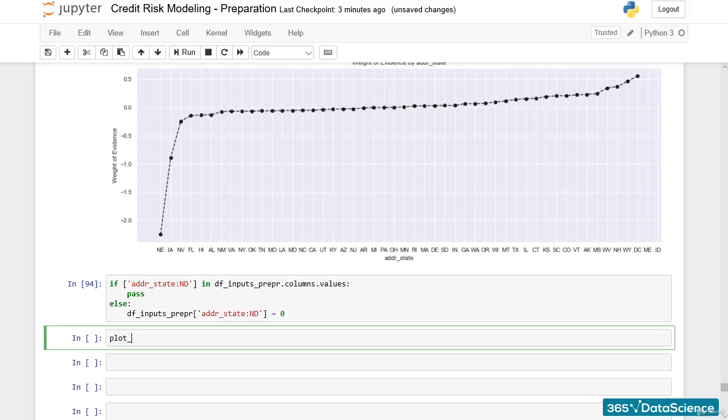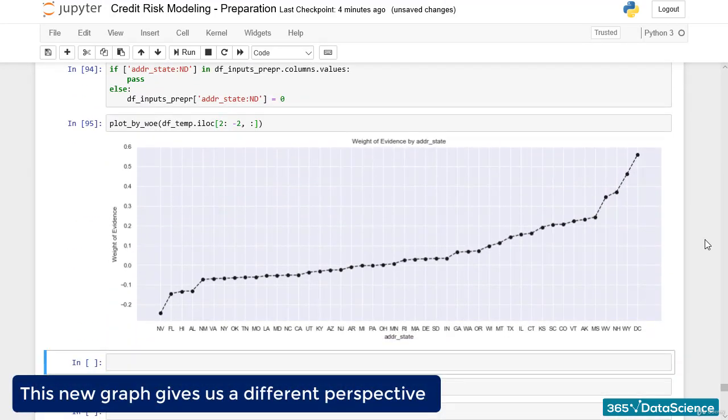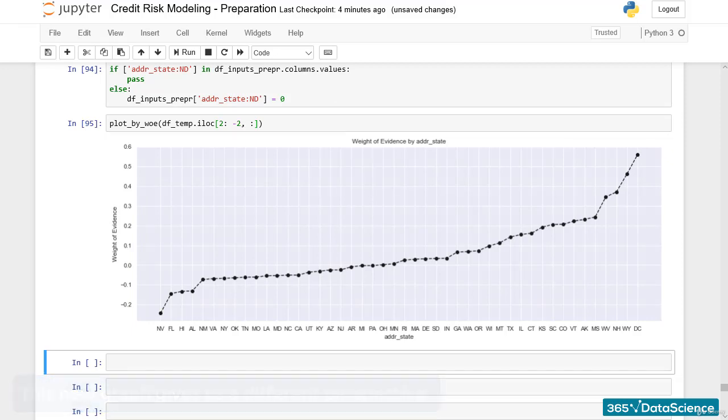We can do that by running our plotting function on the results data frame again, taking all rows except for the first 2 and the last 2. So plot_by_woe from df_temp.iloc[2:-2, :]. This new graph gives us a different perspective. As Nebraska and Iowa were so far away from the rest of the observations, the initial chart was causing us to believe that all states are more or less the same in terms of weight of evidence. Now we can clearly see that there are some differences.